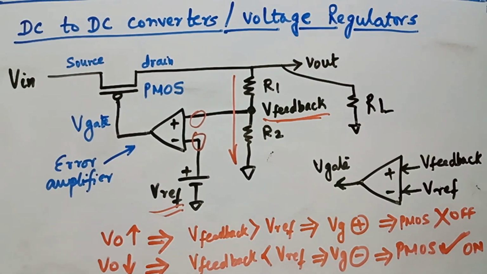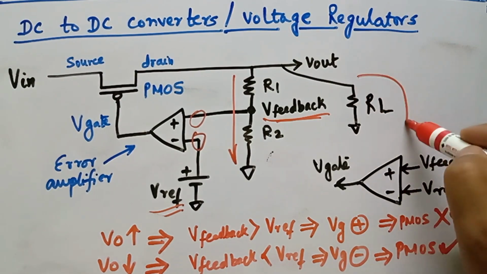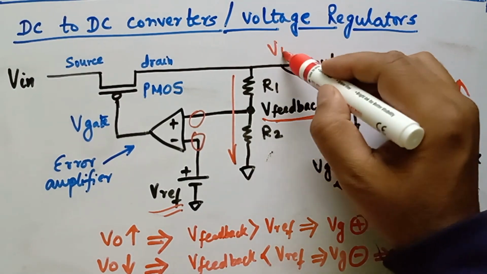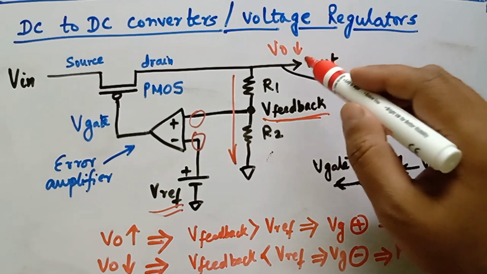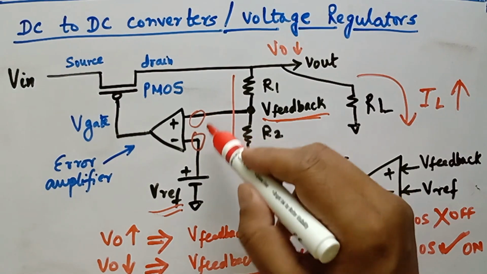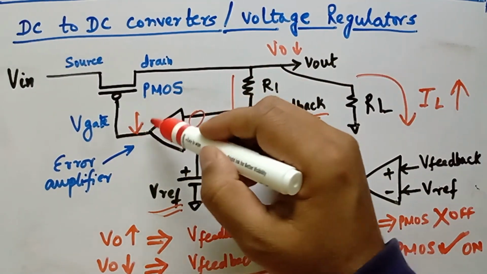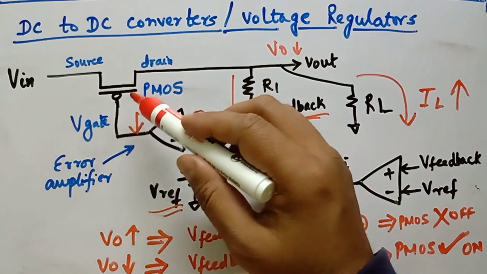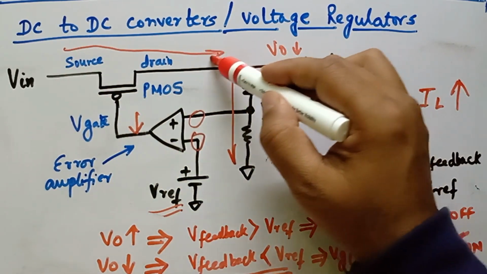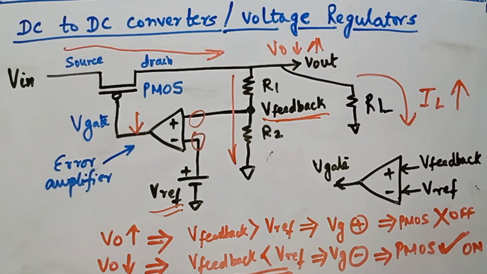On the contrary, if because of an increase in the load, more current comes through here, which is IL, that will cause a drop in V out. If V out drops, the feedback will be less than Vref. So this feedback path will be less than Vref. This will make Vg drop, or Vg will be negative. If Vg is negative, this switch will now become on, and this will allow more current to flow from the source to the drain, thereby increasing V out. And this is how the regulation happens.